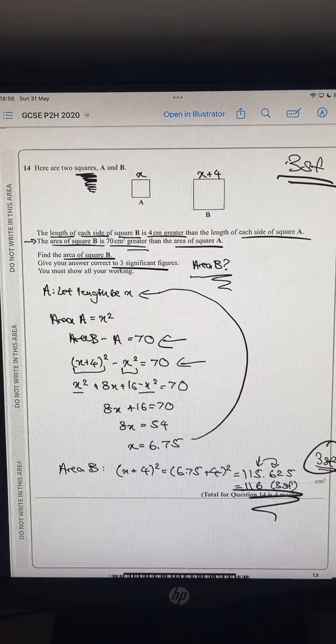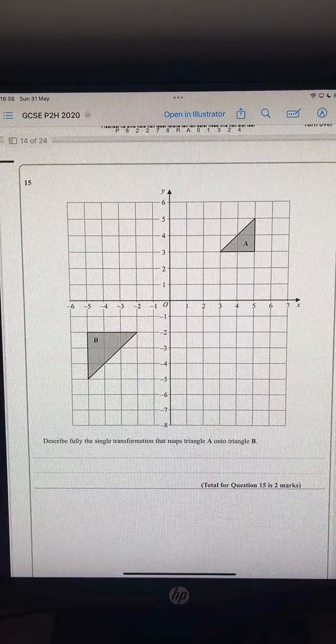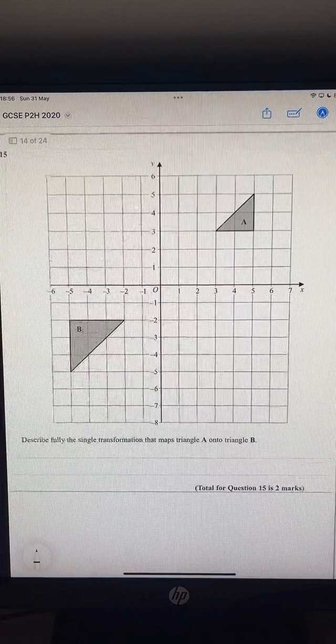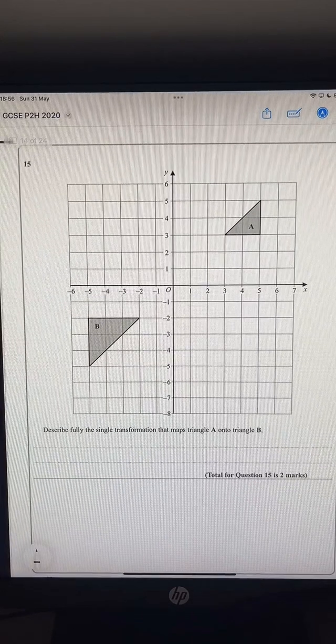Okie dokie. Moving on to question 15. I'll be honest, when I saw this question, I did not like it as a type of question. Before we start, just put what transformation you think this is in the chat. I want to see what you'll get. Just the name of the transformation, you don't need to put all the details. So let's see if you can recognize it straight away by just looking at this.